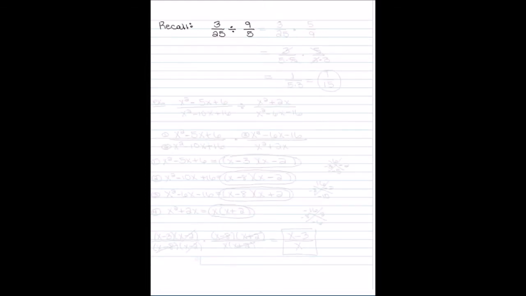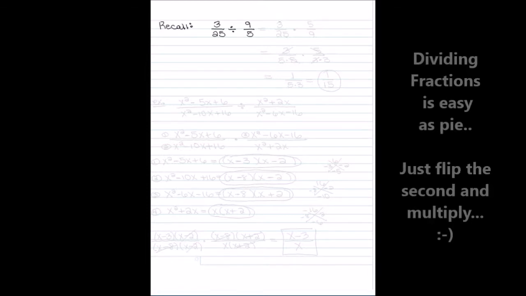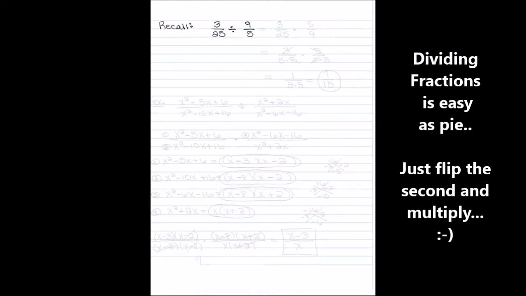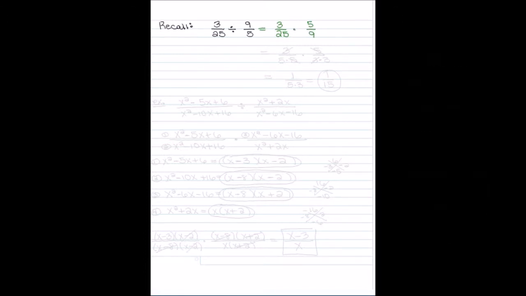So dividing rational expressions, let's start out by looking at a set of fractions that I want to divide. So I have 3 over 25 divided by 9 over 5. Now, to divide fractions, you have to flip the second and turn the division into a multiplication symbol. So I'm going to do that first. I'm going to flip the second fraction and then change my division to multiplication. And then I'm going to factor each one of my numbers.